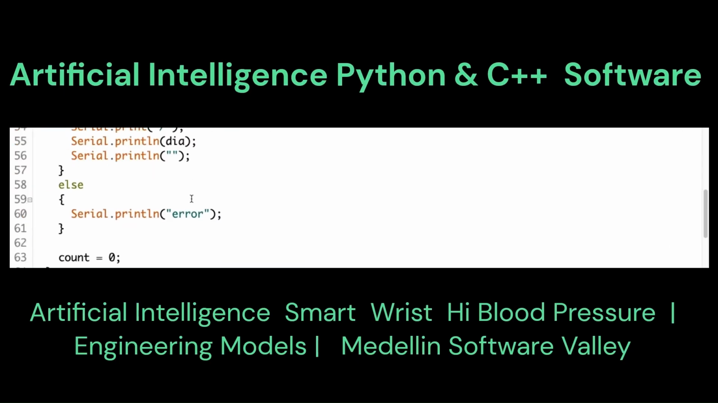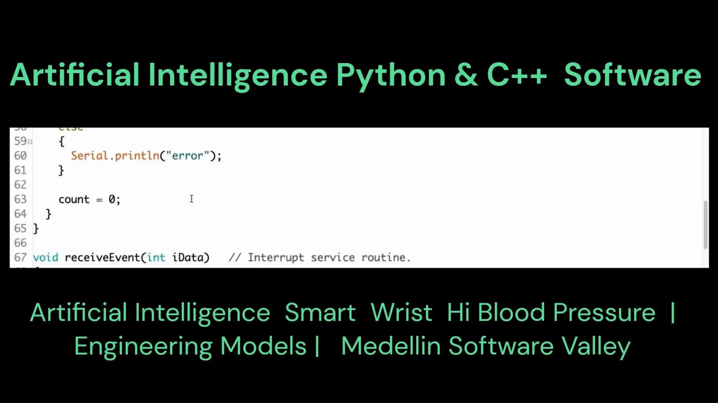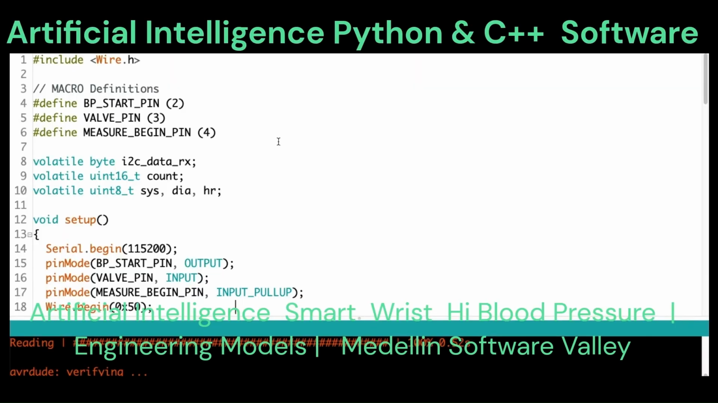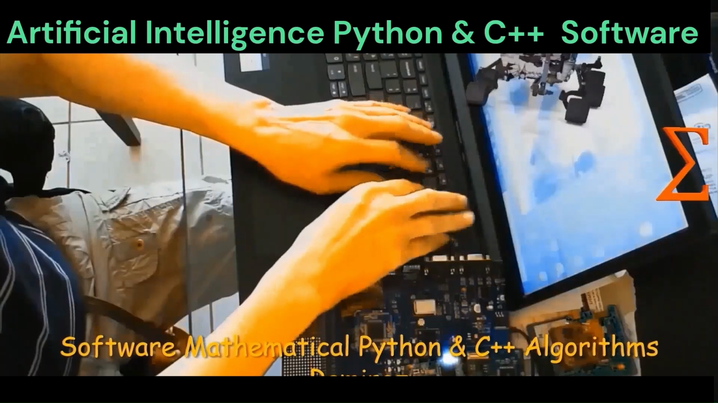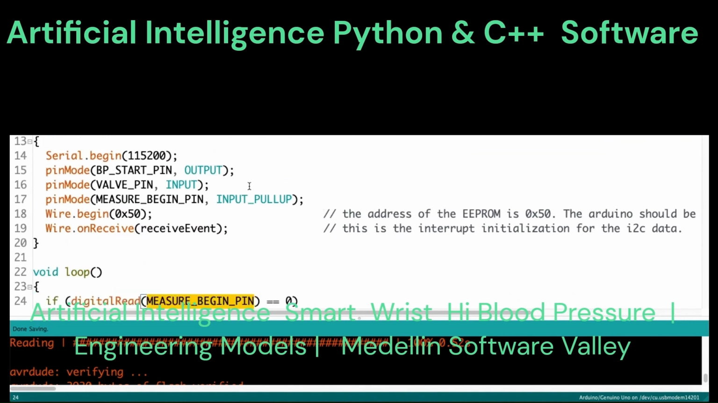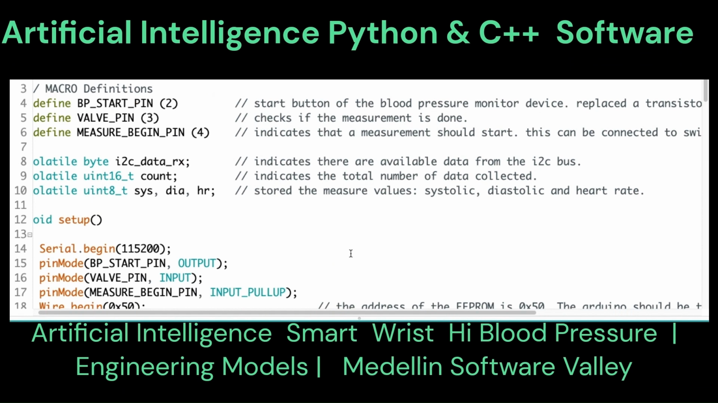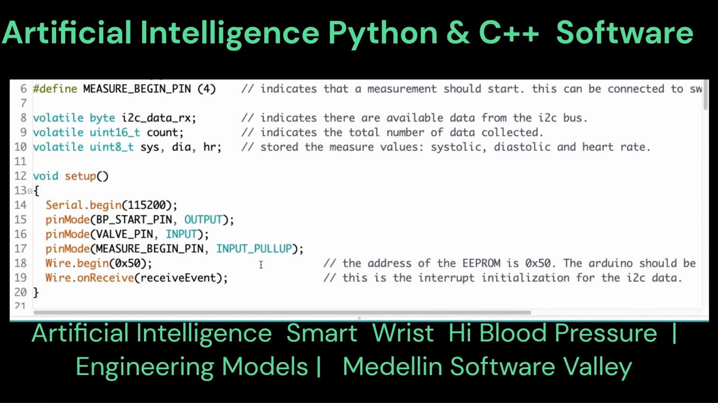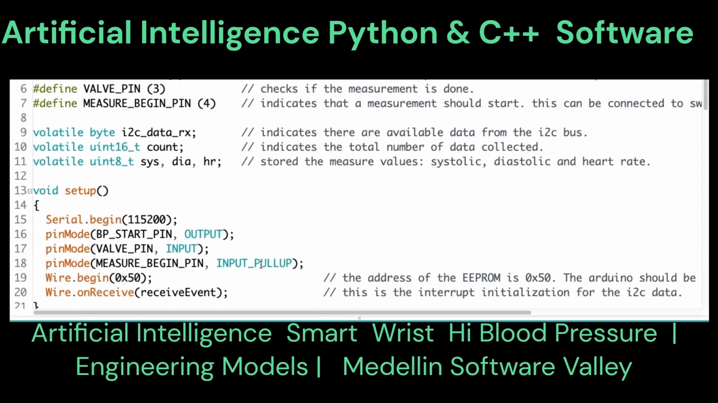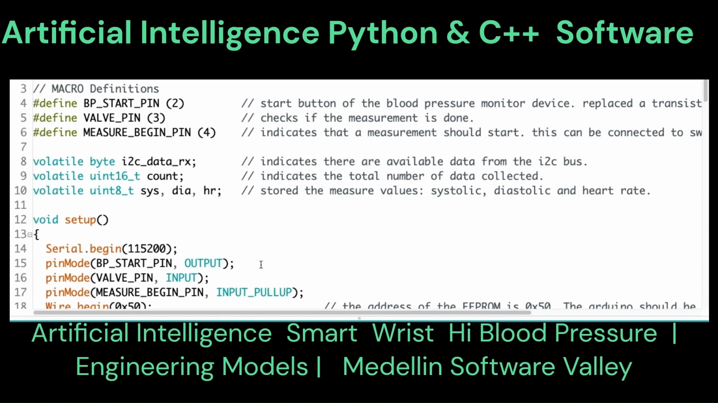Now let's set the software global variables contained within the software script and the algorithms as well. Here, you can indicate the available data from the I2C bus. It will also tell you the total number of data collected, as shown on line 8 through line 10 of the software script illustrated in the video. Then it will store the measured values of the systolic, diastolic, and the heart rate.